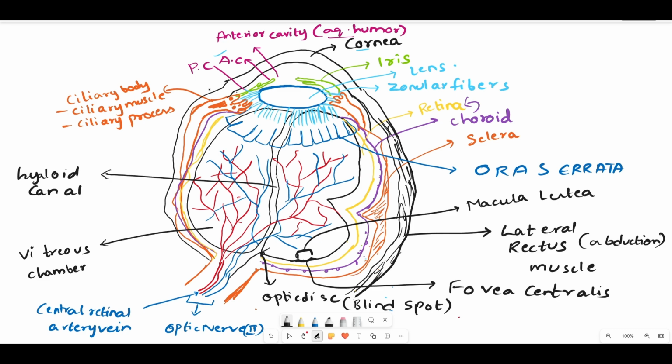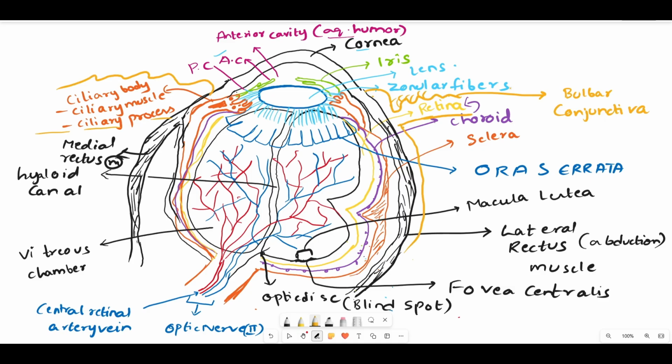And even on this side, we will be having one muscle. We will be calling it the medial rectus muscle. Outside the eyeball, we have one more layer called the bulbar conjunctiva. This layer is a thin membrane that covers the sclera, and it also lubricates and protects the eye.